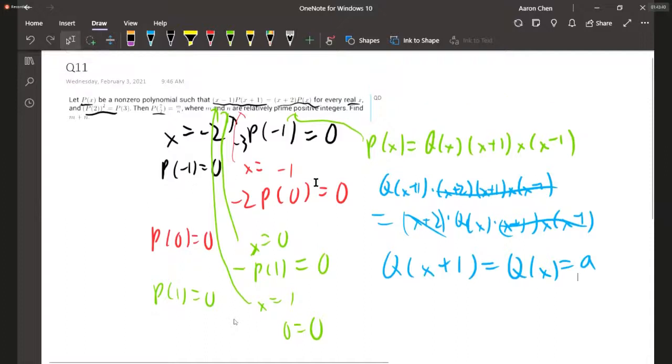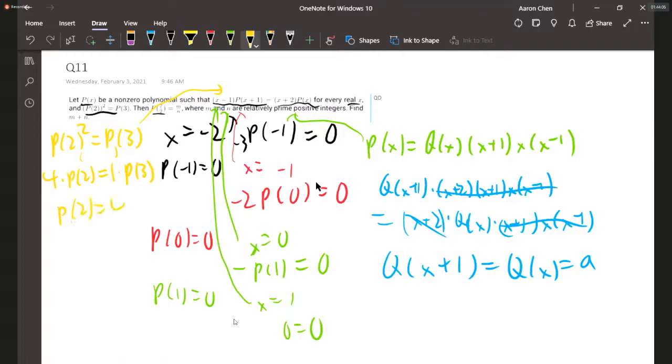And so now we look at p of 2 squared equals p of 3. If you plug in x equals 2 into this equation, you get that 4 times p of 2 equals 1 times p of 3. And when you compare these two equations, you can quickly see that p of 2 must be equal to 4.